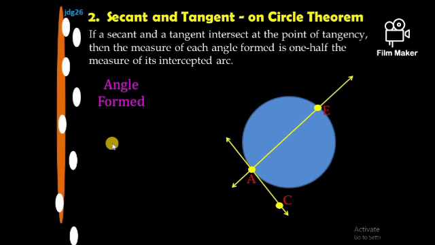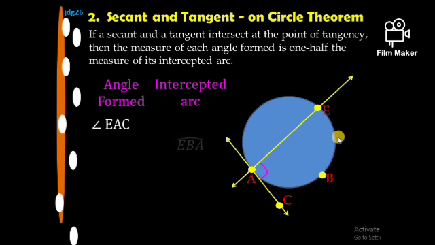So, let us determine the angle formed by the secant and tangent. We have this angle formed, which is named as angle EAC. And its intercepted arc is, so, maglagay muna tayo ng isang point dito, which is B. Bakit? Kasi baka magamit natin yung kabilang side kasi kung endpoints lang ang ating gagamitin. So, maglagay tayo ng isa para ma-differentiate natin yung dalawang arcs. So, which means the intercepted arc of this angle is arc EBA.